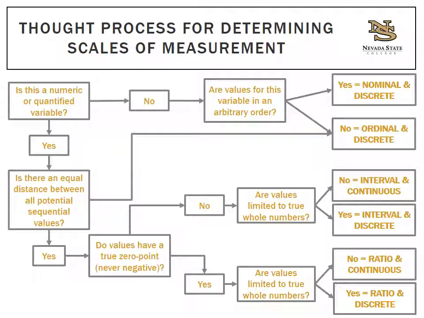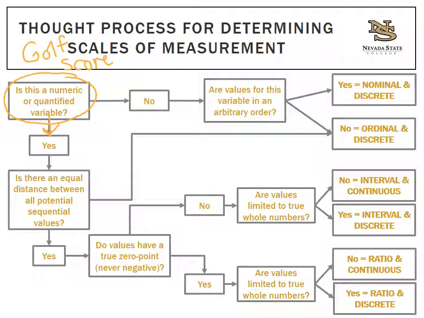So let's say that I asked you, what's the scale of measurement and is it discrete or continuous for golf score? So you would start in this first box right here. The first question you ask yourself, is this a numeric or quantified variable? And golf score is a number. So you would go to yes.